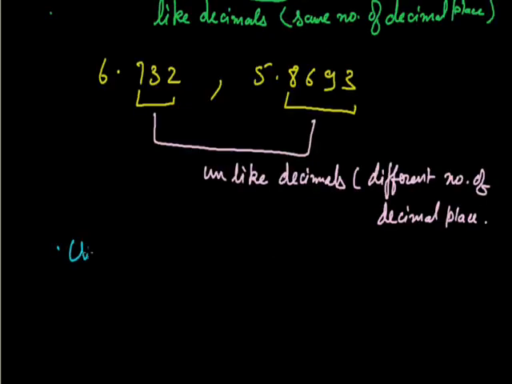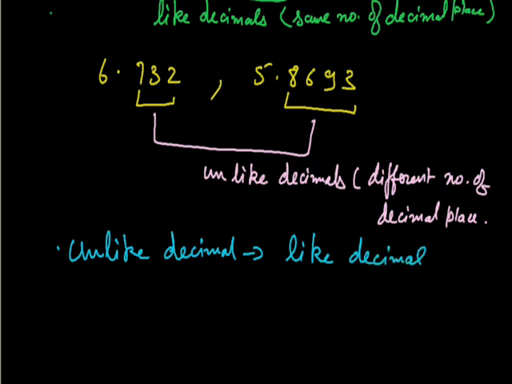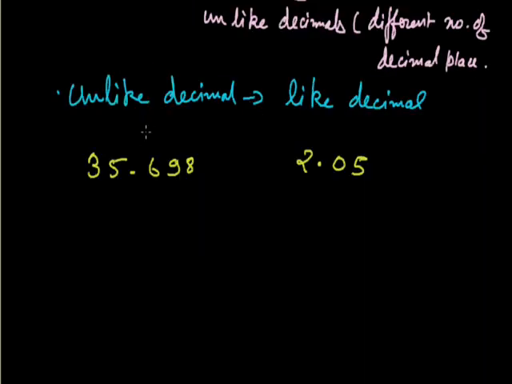We can convert unlike decimals to like decimals. For example, if I have a number 35.698 and another number 2.05, I have to convert these two into like decimals. So I can just put a 0 after 5. So it will also have three decimal places, and here also we have three decimal places. So these two numbers are like decimals.